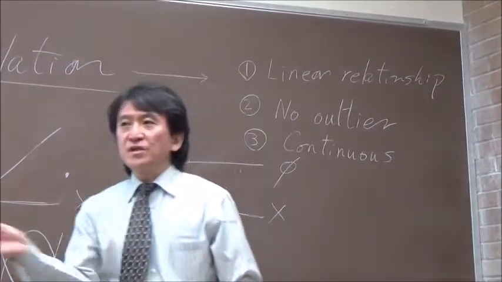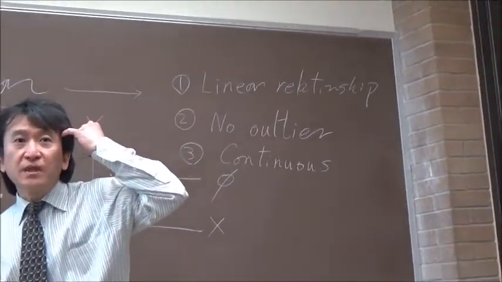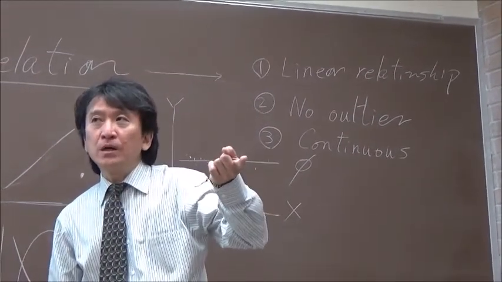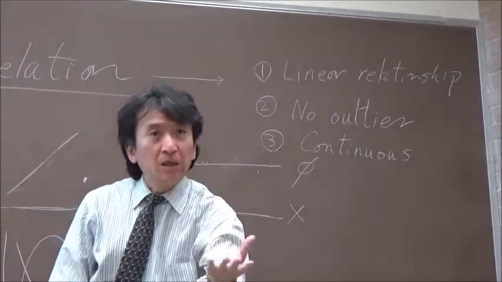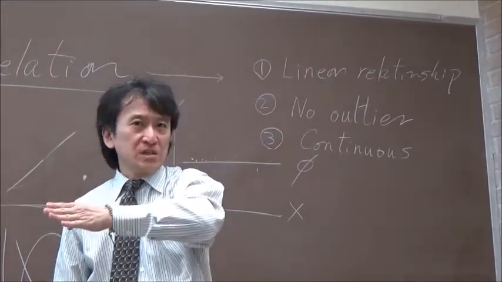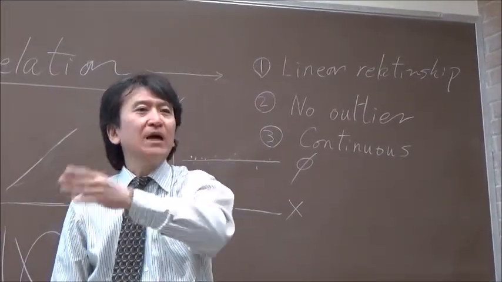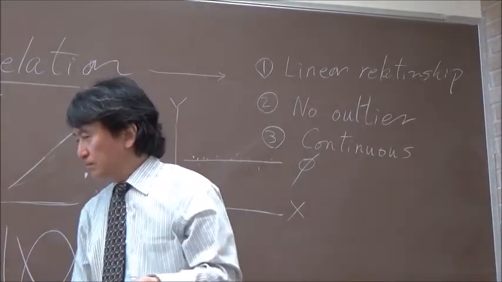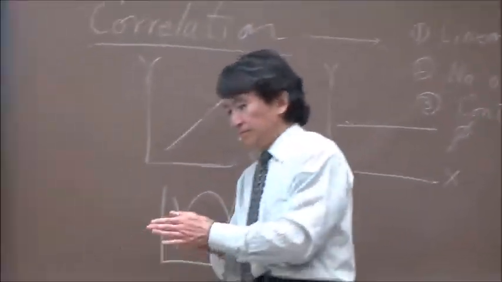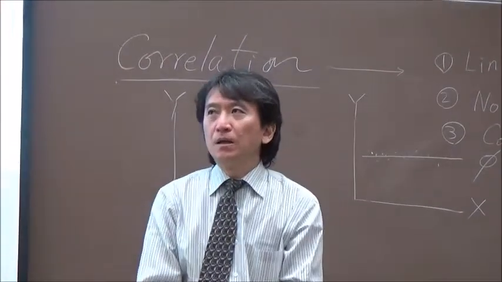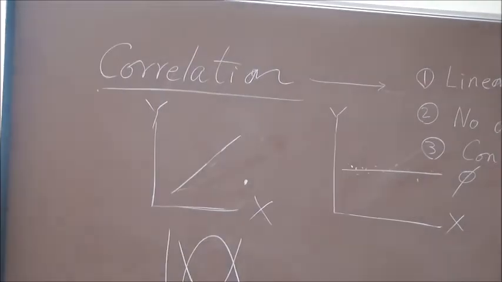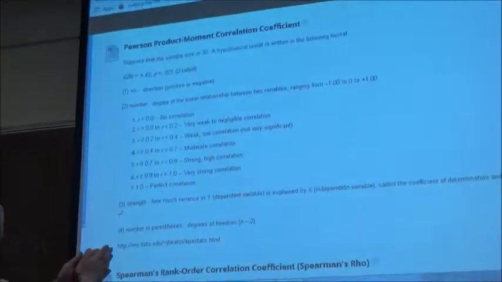Both must be continuous variables, right? Or at least ordinal, meaning strongly agree to strongly disagree. Does it make sense? Or at least that level, okay? By saying continuous. With me so far? Okay. So, Pearson product moment correlation coefficient.